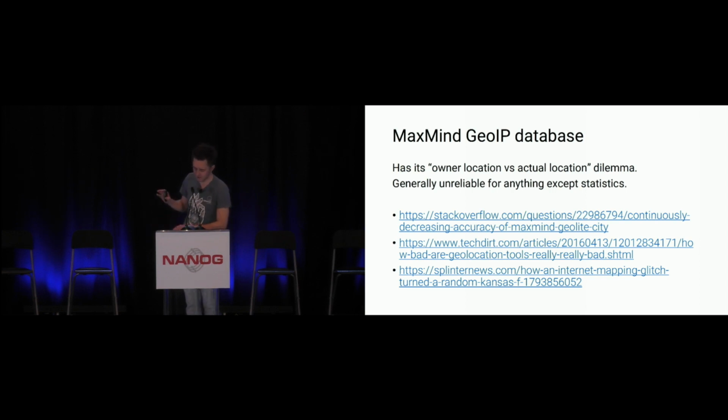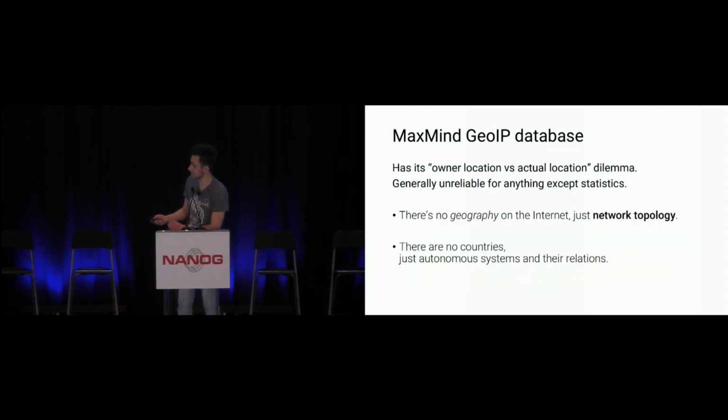All those databases, regardless of vendor, I'm not blaming MaxMind here, have this owner location versus actual geographic location dilemma. What would you return? They are generally unreliable for anything except raw statistics. There's a long story, by the way, about those GPS coordinates. Follow the last link on that slide.